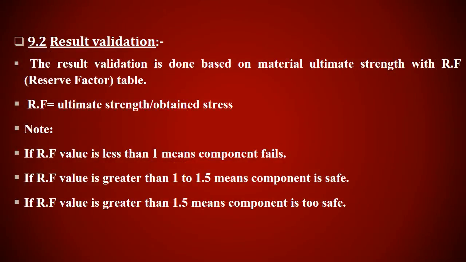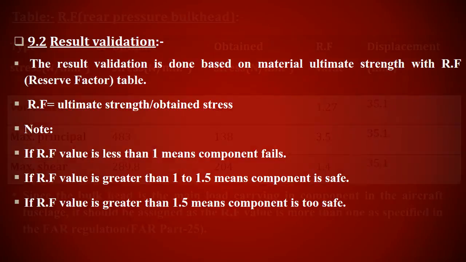So for result validation, after everything is completed, we have to calculate. The result validation is done based on the material ultimate strength with an RF table. RF means reserve factor. RF is equal to ultimate strength divided by von Mises stress. If the RF value is less than 1, the component fails. If the RF value is between 1 and 1.5, the component is safe. If the RF value is greater than 1.5, the component is too safe.